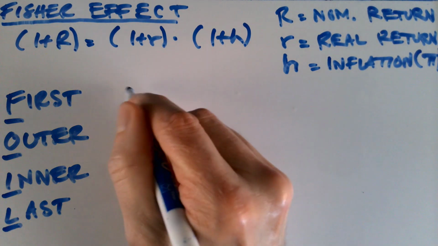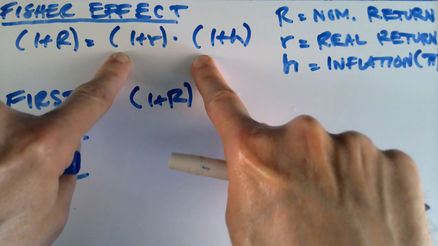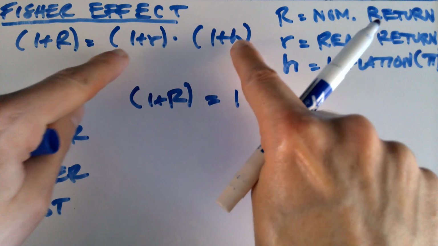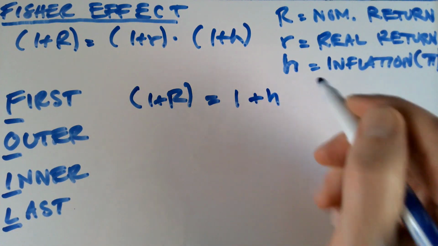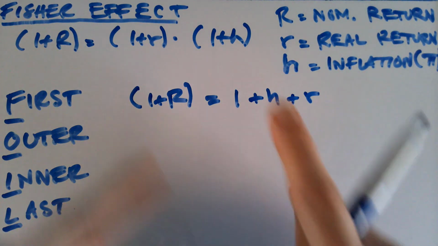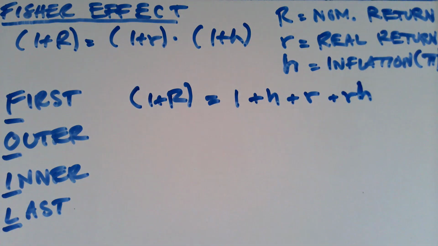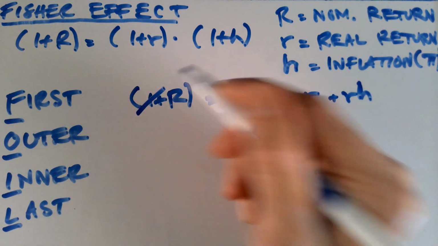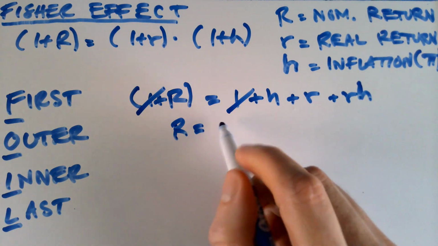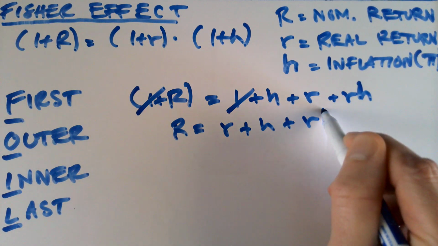So, what can we do? 1 plus big R is equal to, multiply the first two together. 1 times 1 is 1. Multiply the outer two together, and you get h. Multiply the inner two together, and you get r. And multiply the last two together, and you get rh. And so in this case, the 1's will cancel out, and you'll be left simply with big R is equal to, I'm going to reorder this a little bit, r plus h plus rh.